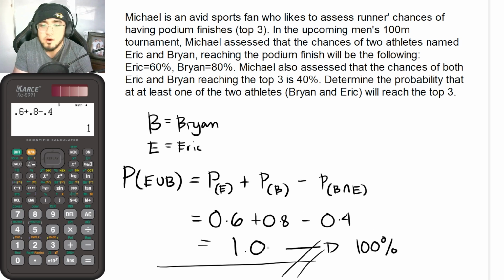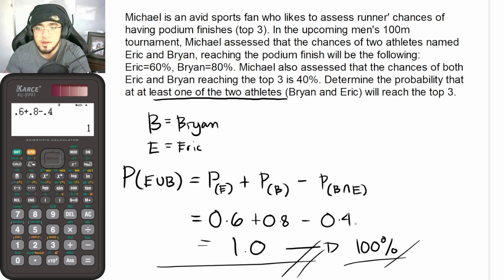If you multiply 100% by 1.0, that is equal to 100%, meaning that according to the study of Michael, it is certain, it is for sure, that at least one of the two athletes will reach the top 3. Okay, so that is the implication of this data.